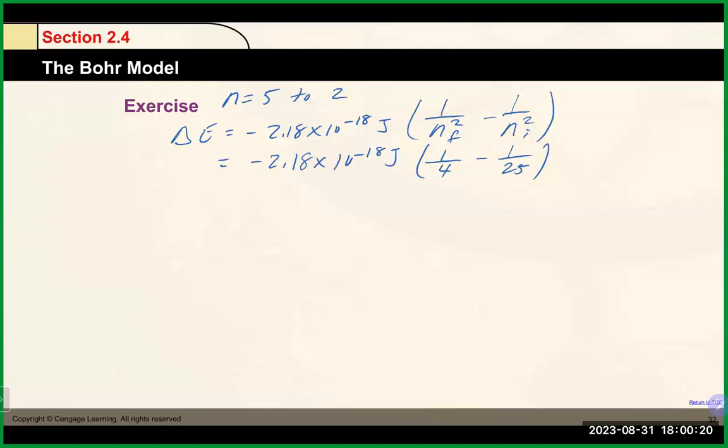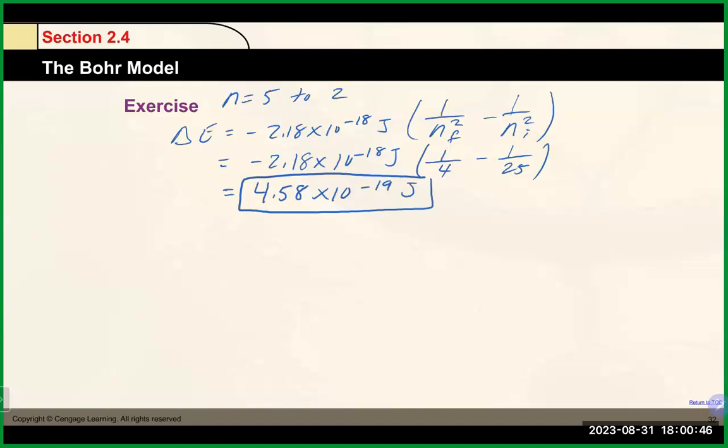So cleaning up what's inside the parentheses first, and then multiplying, we will get an energy of about 4.58 times 10 to the minus 19. The units here would be joules, which would be our energy. Any questions with that?